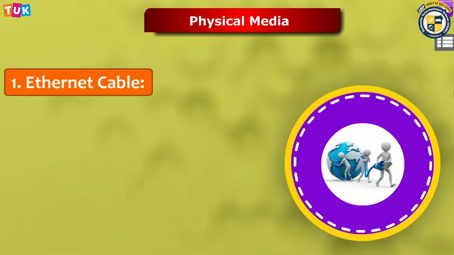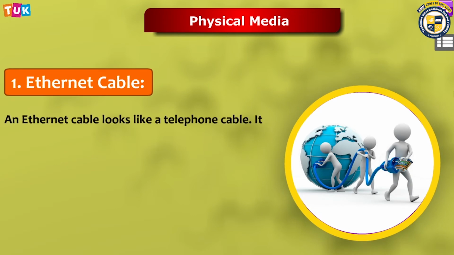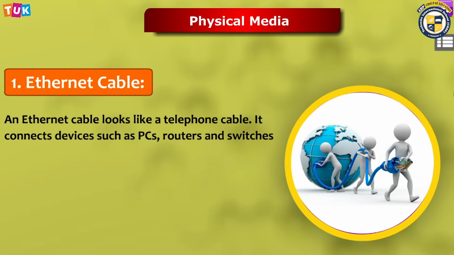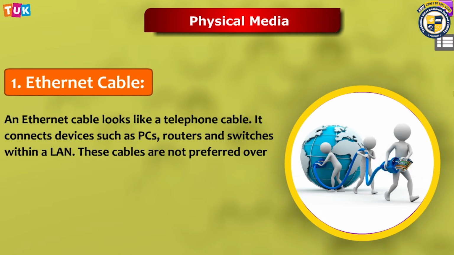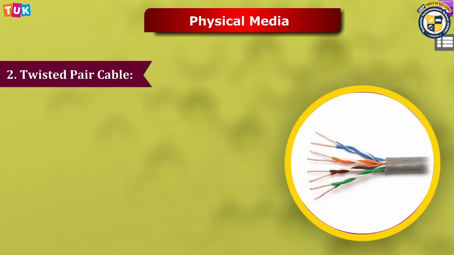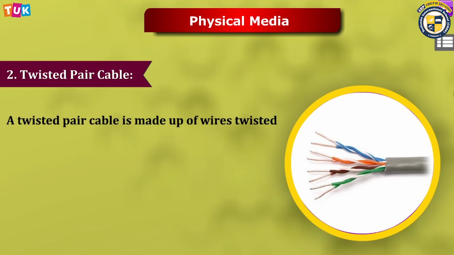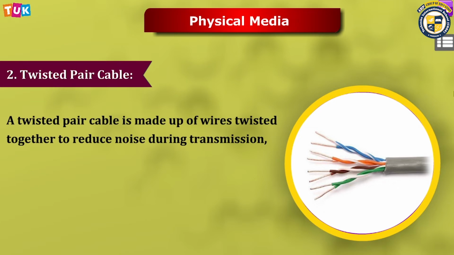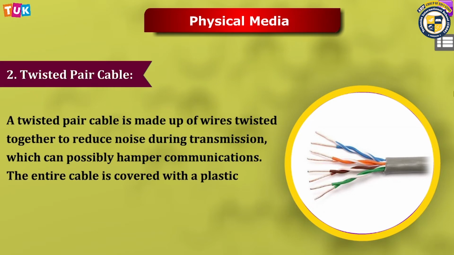Physical media. Ethernet cable. An Ethernet cable looks like a telephone cable. It connects devices such as PCs, routers, and switches within a LAN. These cables are not preferred over long distances. Twisted pair cable. A twisted pair cable is made up of wires twisted together to reduce noise during transmission, which can possibly hamper communications. The entire cable is covered with a plastic covering.